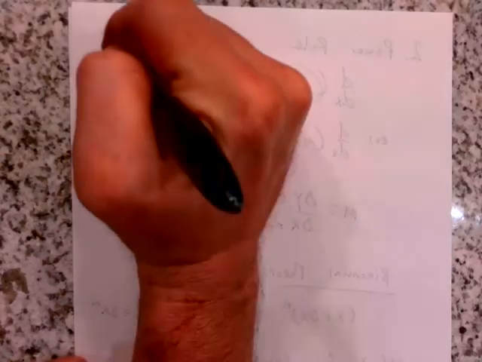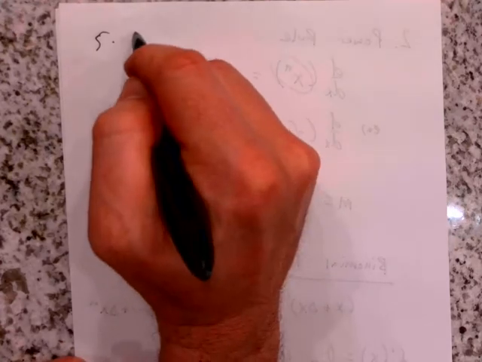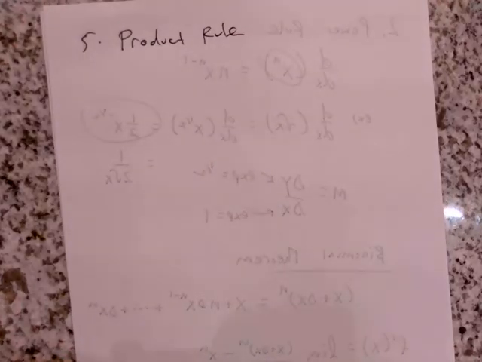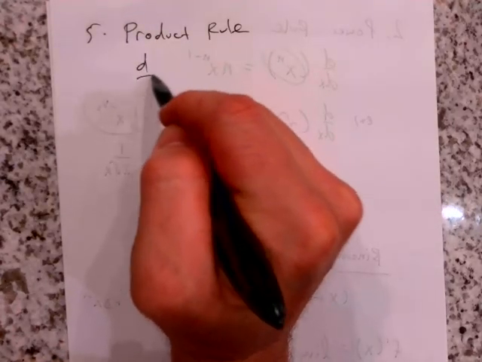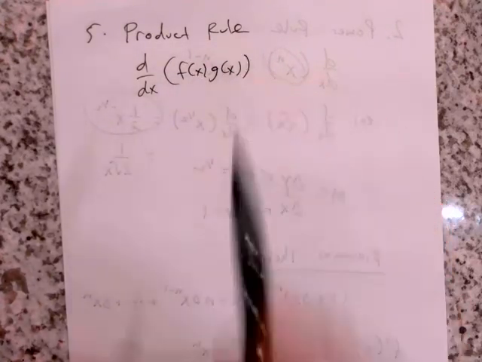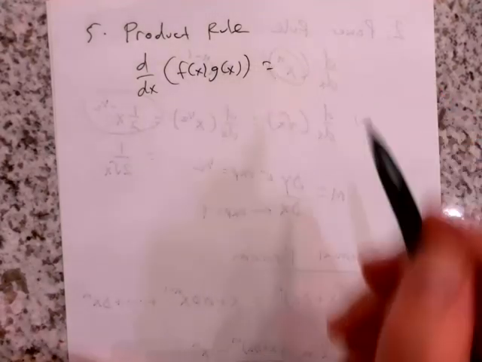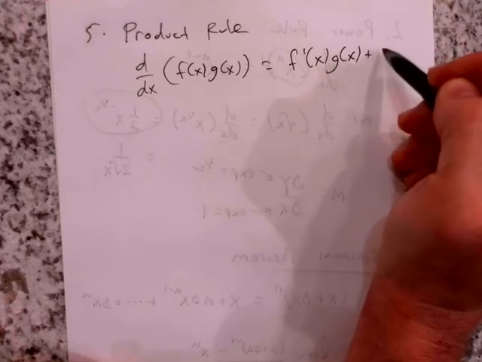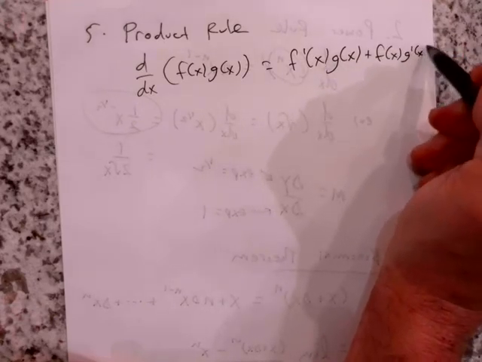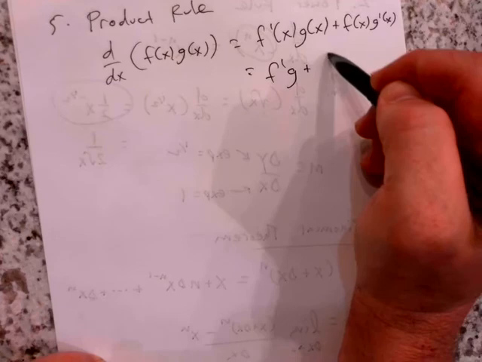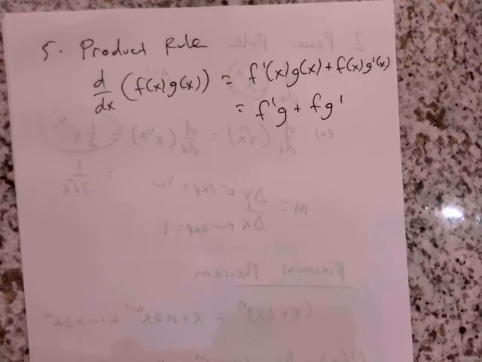Rule number 5 is the product rule. The product rule tells you how to take the derivative of the product of two functions f times g. And the result ends up giving you f prime g plus fg prime, which, as I said, is a little bit easier to recognize as this, f prime g plus fg prime. We'll prove this using the limit definition of the derivative.